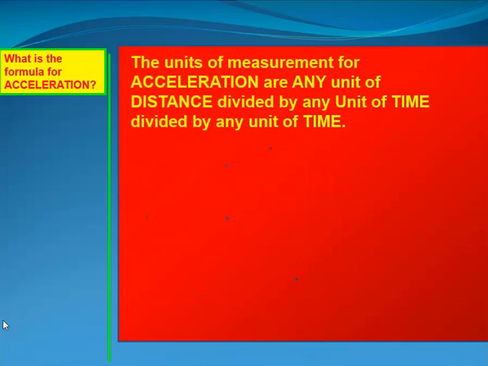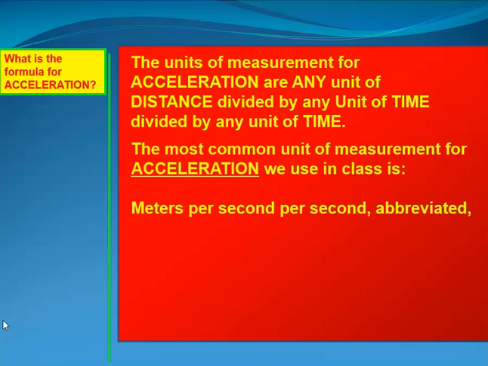The units of measurement for acceleration are any unit of distance divided by any unit of time, that's velocity, then again divided by any unit of time. So it's a change in velocity per change in time. The most common unit of measurement for acceleration we use in class is meters per second per second, which is velocity per second, meaning how much the velocity is changing each second. In other words, think in terms initially of speeding up.